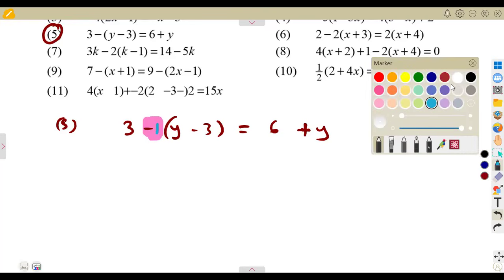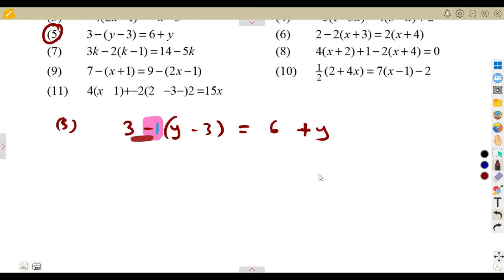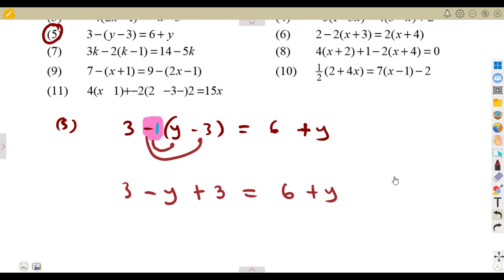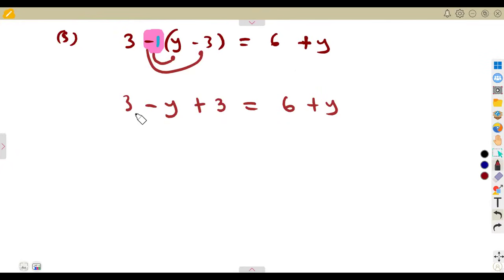Never be tempted also to subtract these two. No. Both must multiply first, brackets off. So this will be 3, -1 multiplies the bracket. -1 times y, that is -y. -1 times a minus, that will be a +3. This is equal to 6 plus y. So let's combine our terms. Add 3 plus 3, that is a 6. Minus y is equal to 6 plus y.